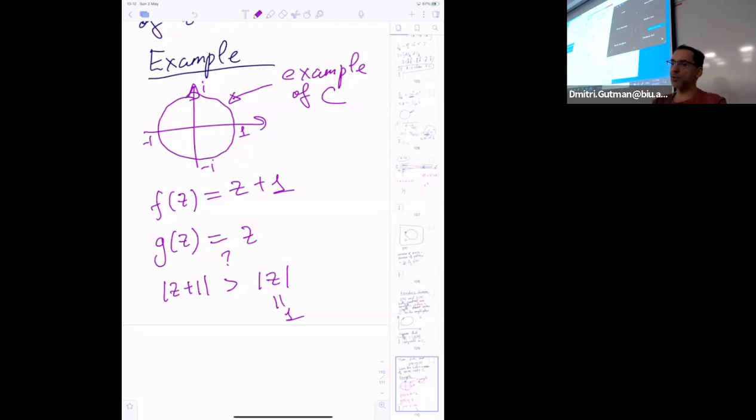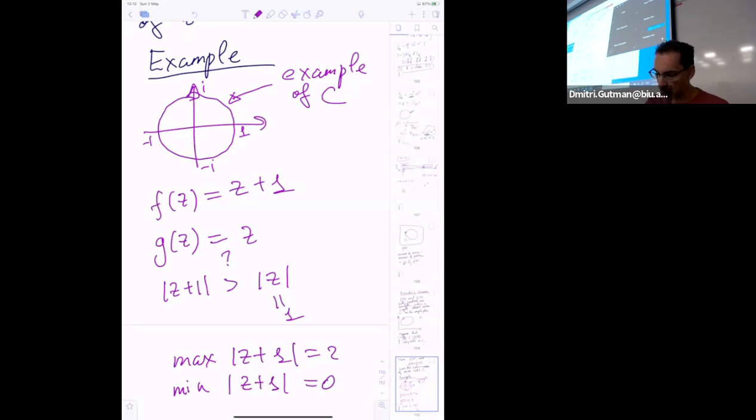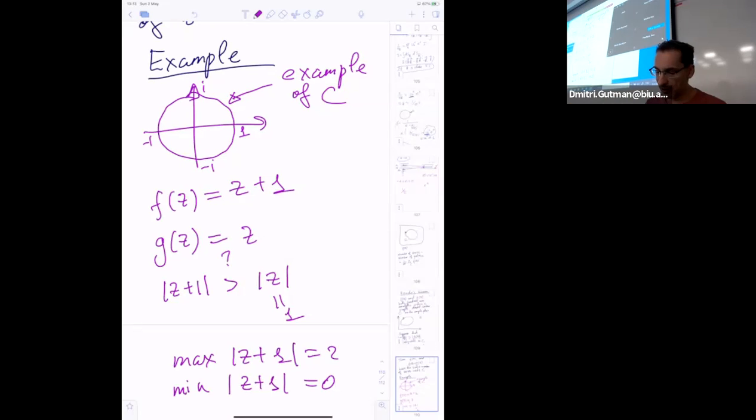What is the greatest possible value the function z plus 1 takes on the unit circle? 2. Correct. So the maximal value of |z plus 1| is 2. What is the minimal value of |z plus 1| on the unit circle? 0. So is 0 greater than 1? No. So the functions z and z plus 1 do not satisfy the condition of this theorem.